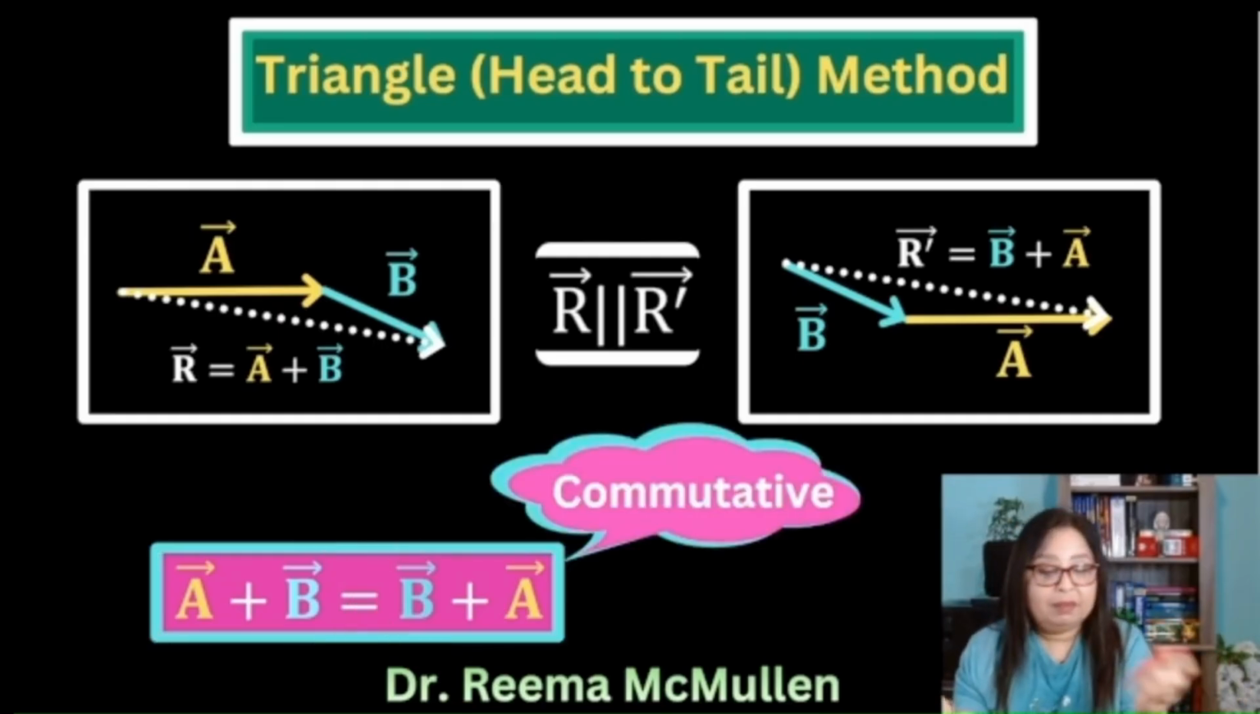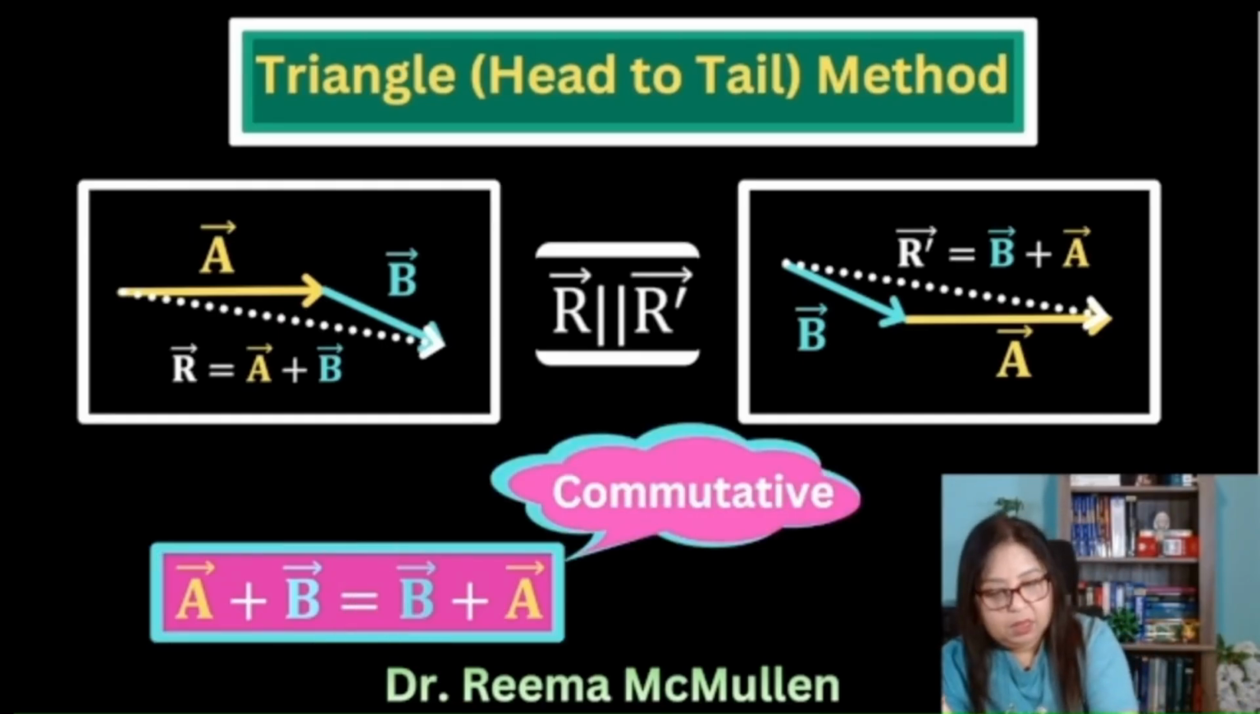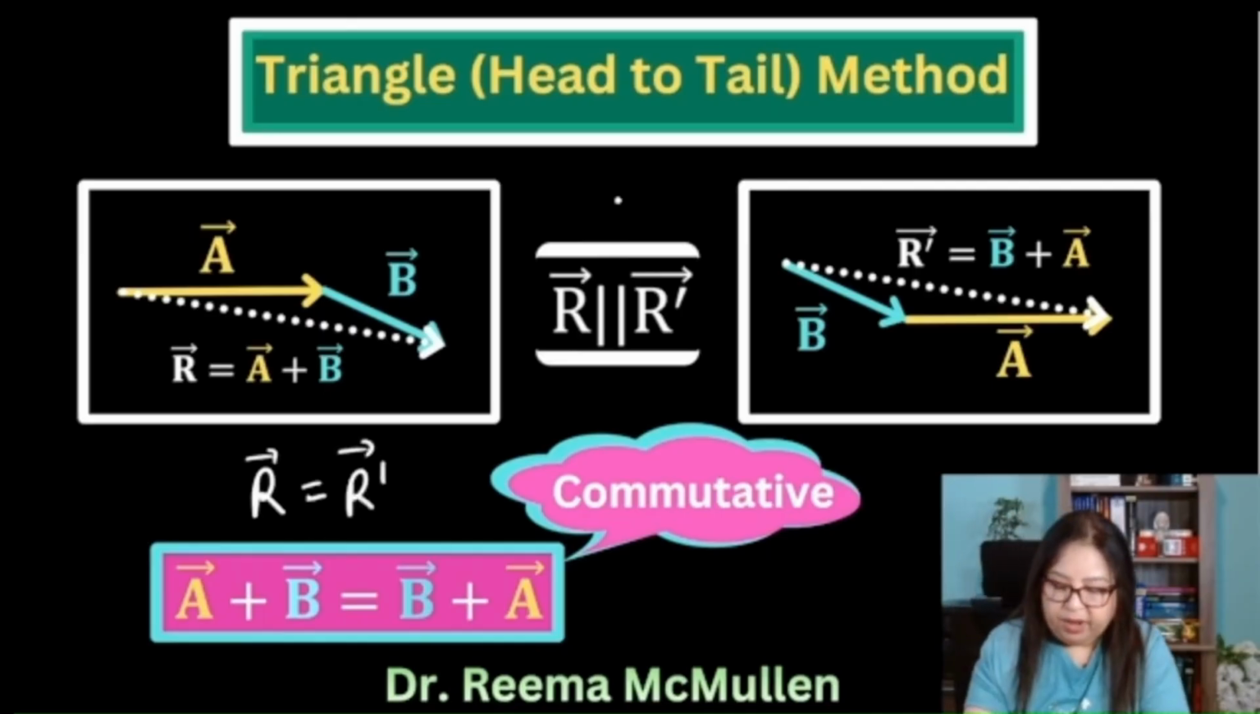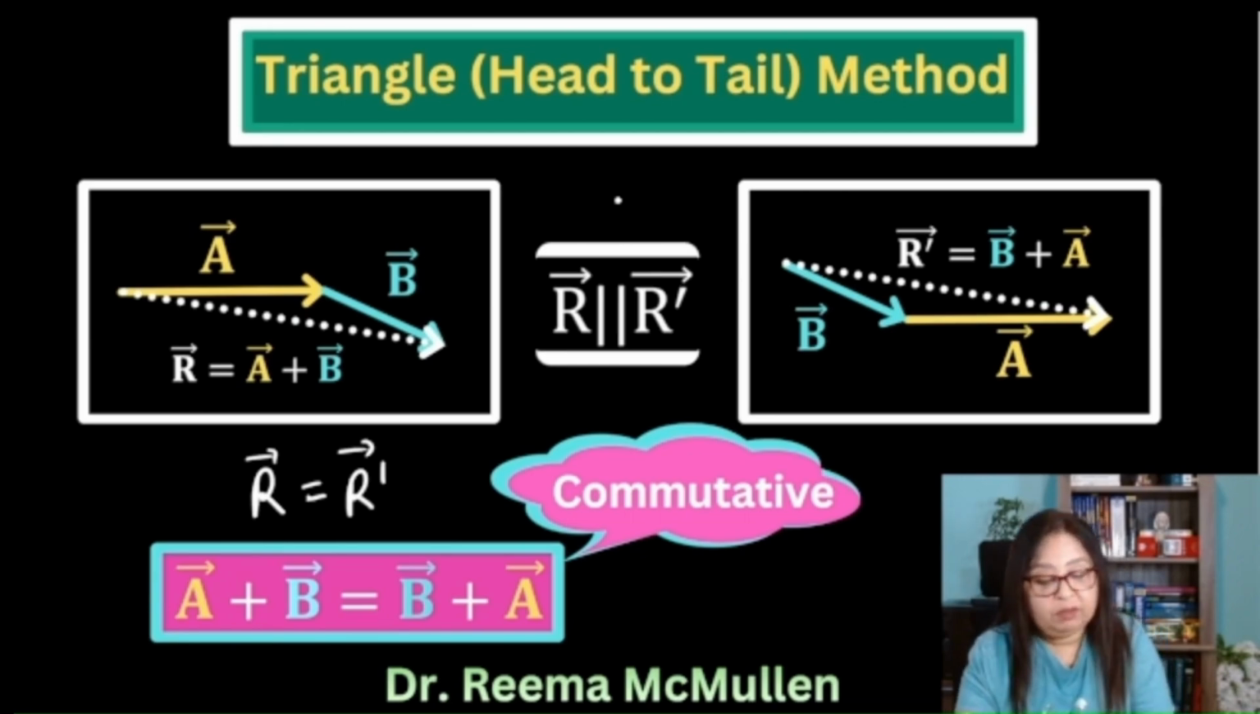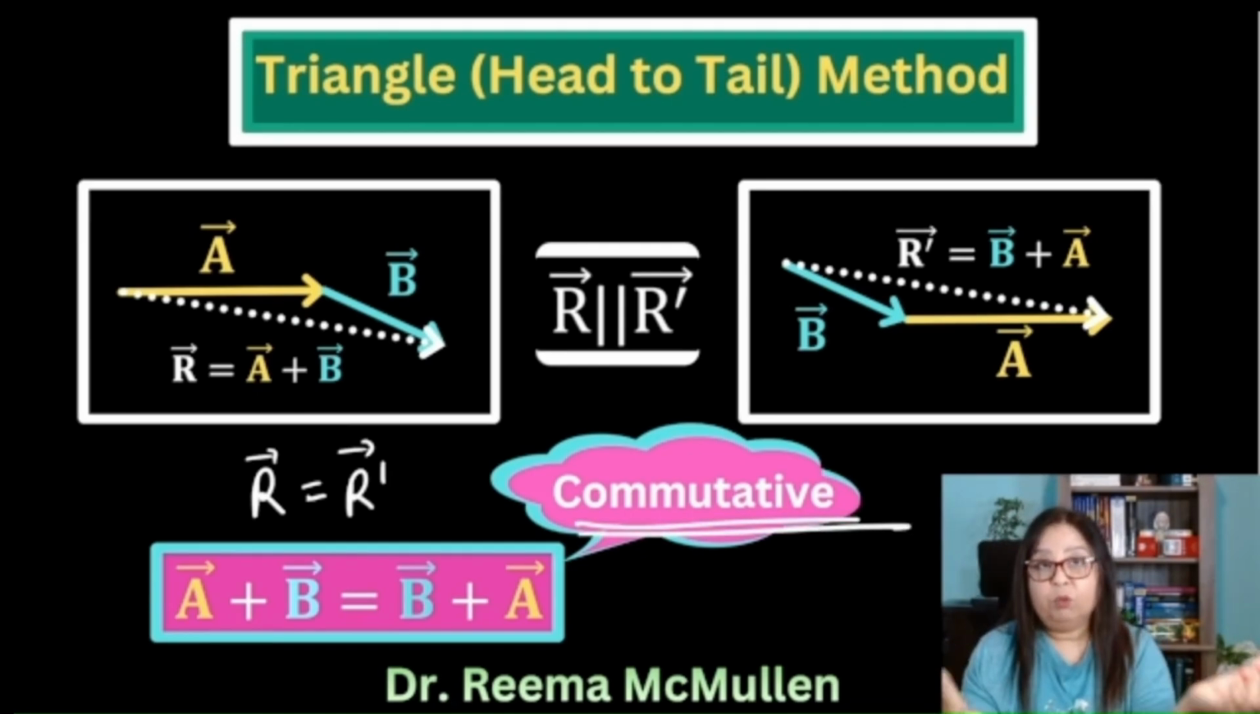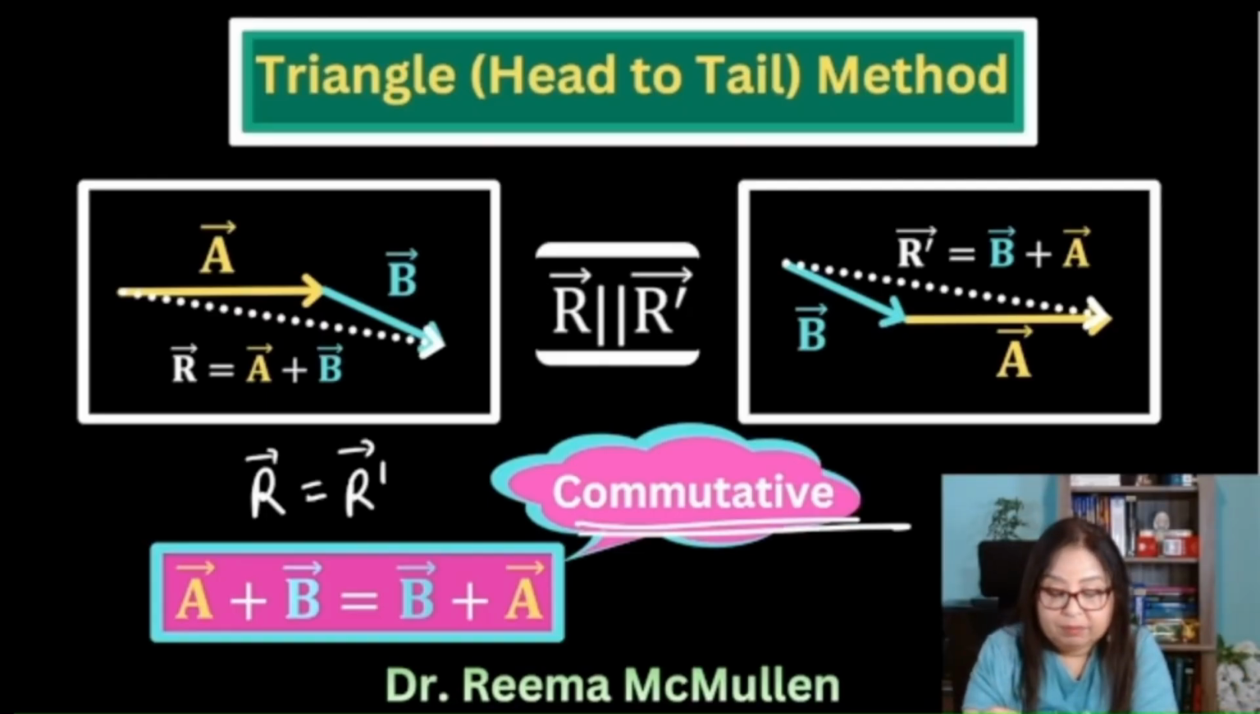So what it means is this. Let me put it here that vector R is not just parallel to, but it is equal to vector R prime. It tells us that vector addition is commutative. Vector addition is commutative. What does that mean? It means you can swap the order of the two vectors without affecting the resultant sum.